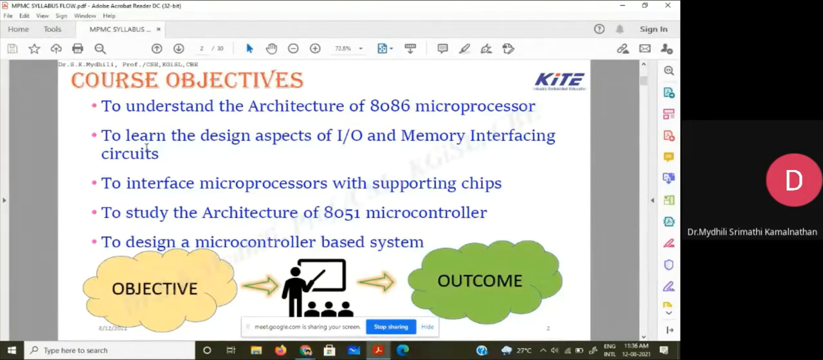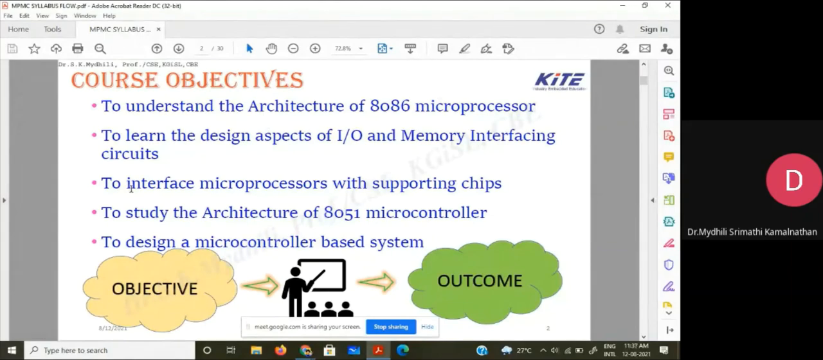The second objective is to learn the design aspects of I/O and memory interfacing circuits. So how will you learn and design? It doesn't stop with learning. You have to design the I/O interfacing and memory interfacing circuits. First you will study what a processor is, and then you will design and implement through interfacing with the particular processor and get the output.